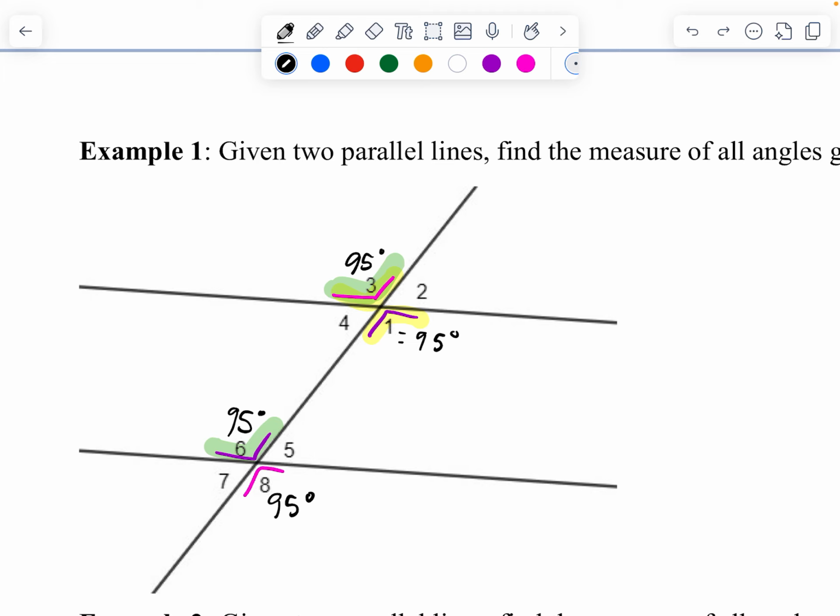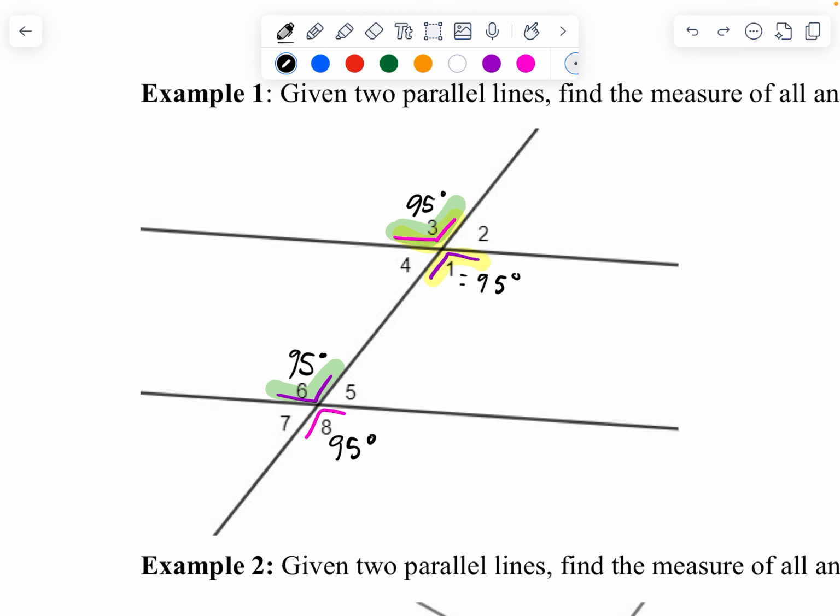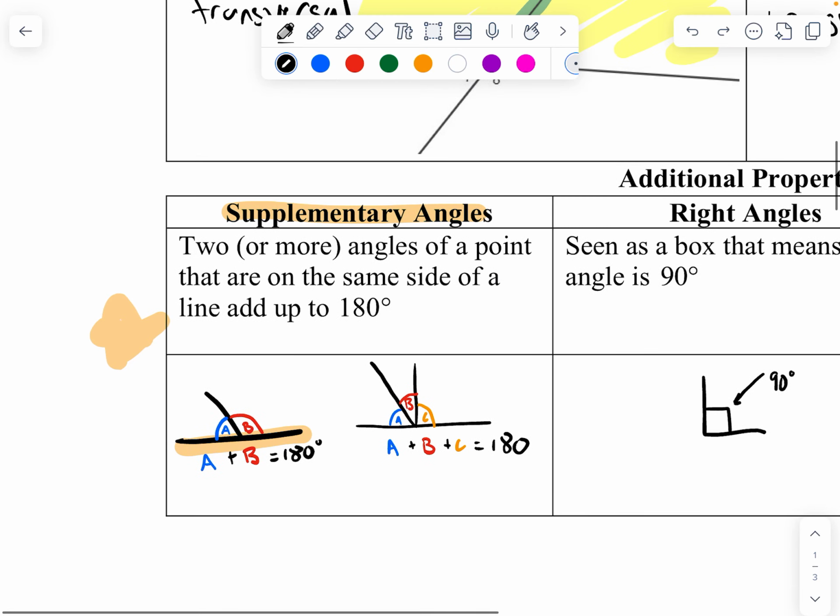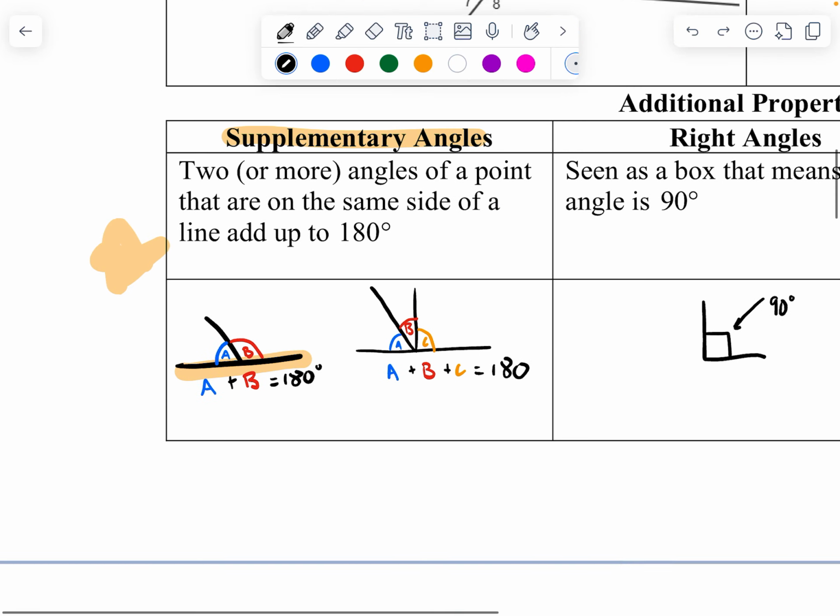Right? These theorems all work together. You can get all of those angles. Now, you may be wondering, how do we get 2, 4, 5, and 7? Well, what we're going to use is your bread and butter, supplementary angles.